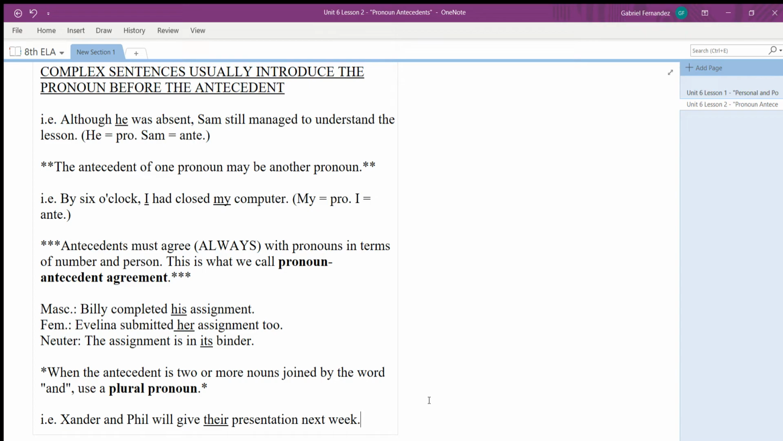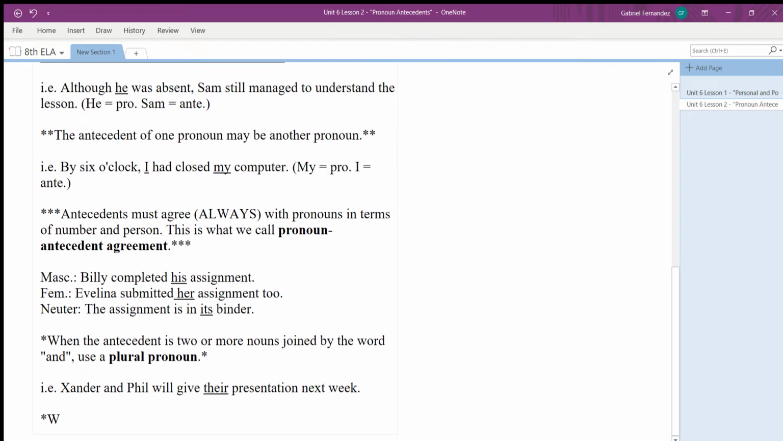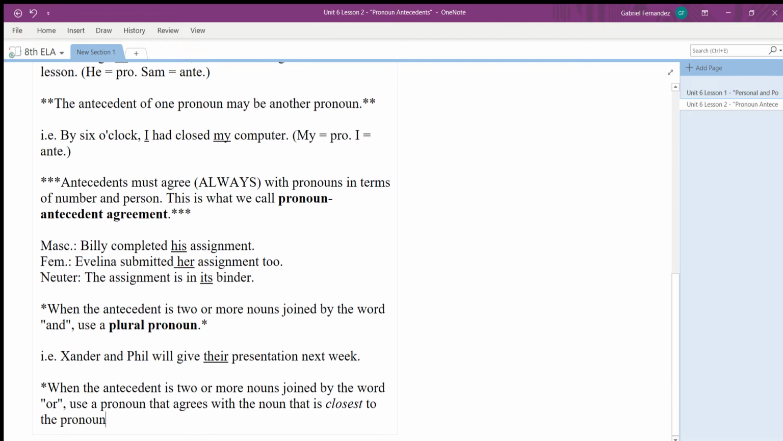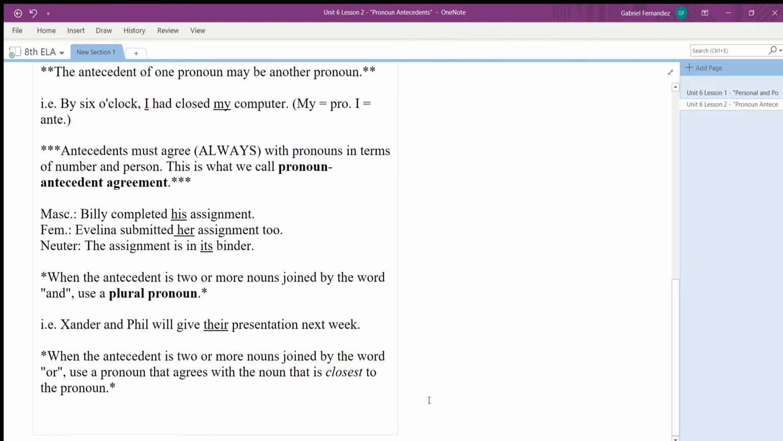So when the antecedent is two or more nouns joined by the word and, use the plural pronoun. When the antecedent is two or more nouns joined by the word or, use a pronoun that agrees with the noun that is closest to the pronoun. This is often forgotten in English. When you have one or the other, you need to choose the noun closest to that pronoun.